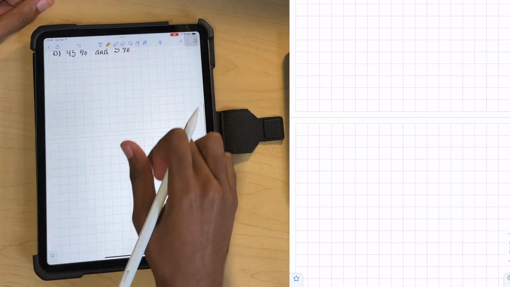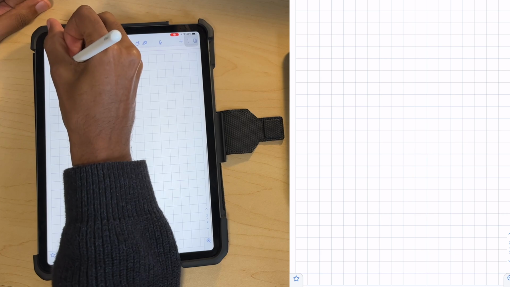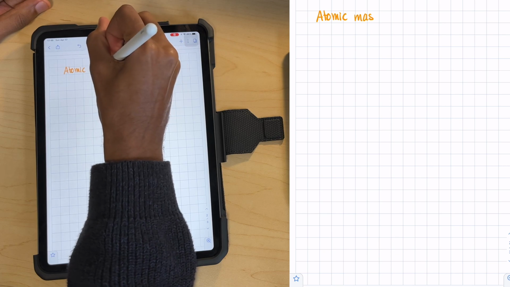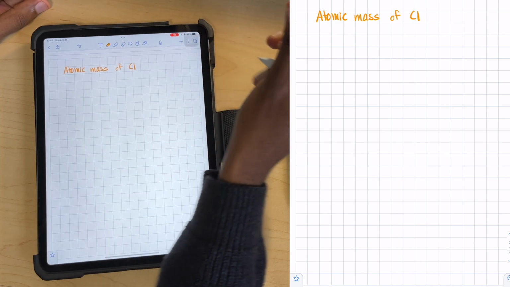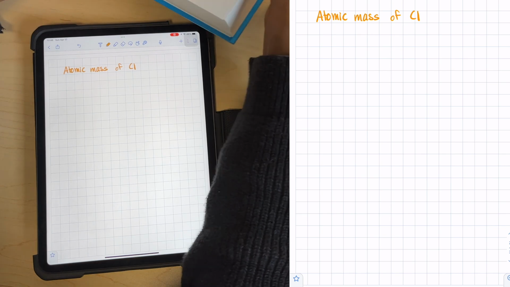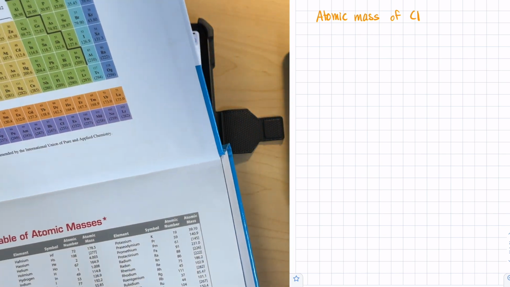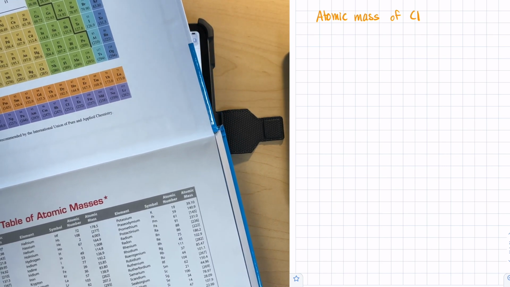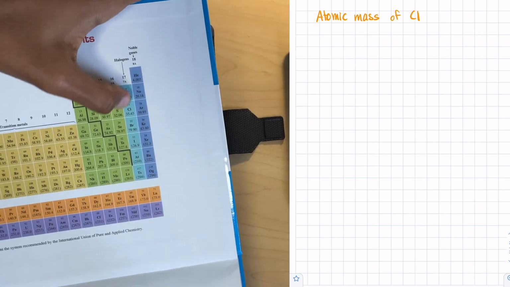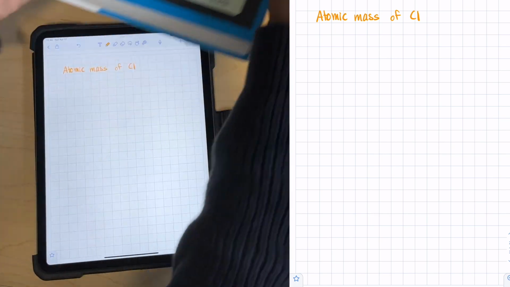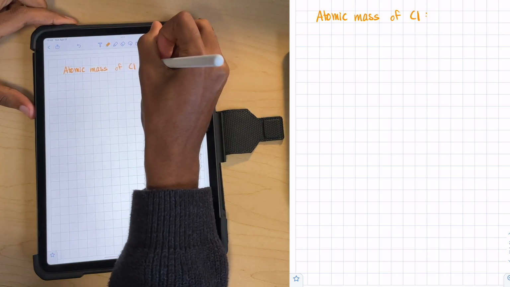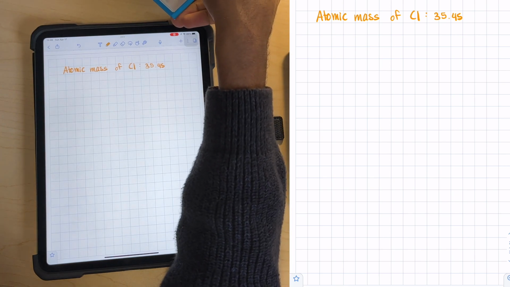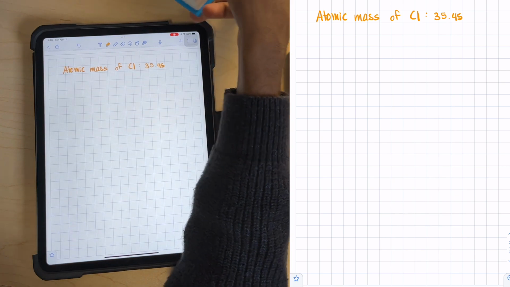First, we're going to need the atomic mass of chlorine. Where can we get that? We can get that from our chemistry book, or any other periodic table, but mine happens to be in my chemistry book. Chlorine, 35.45. As you can see right up here, 35.45 is the atomic mass. Let's check that one more time. 35.45, and that's good.